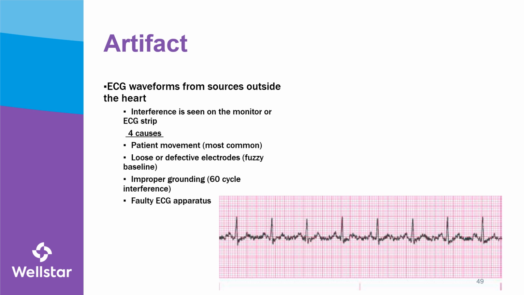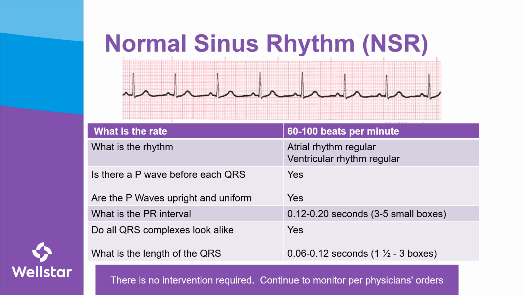But again, never assume that this is artifact without first checking to see if there's anything you can do to mitigate the noise. On this slide, we're going to be working through the normal sinus. In this case, what is the rate? Rate for a normal sinus is going to be anything between 60 and 100. Of course, anything under 60 is going to be bradycardia. Anything above 100 is going to be tachycardia. So normal sinus rhythm is going to be between 60 and 100 beats per minute.